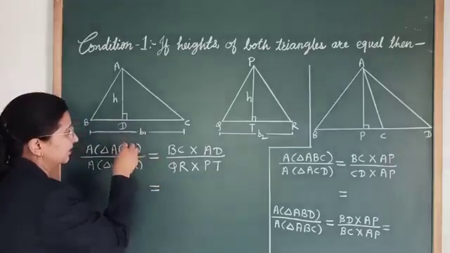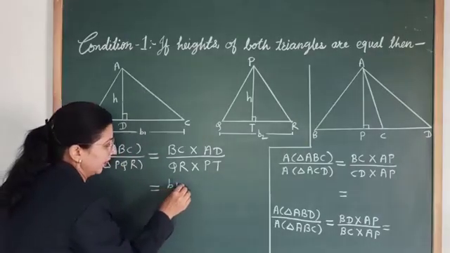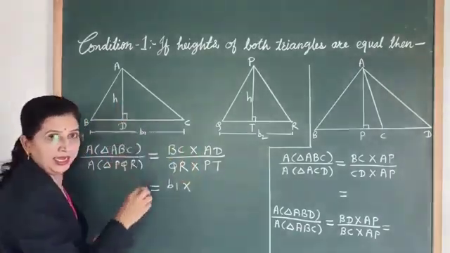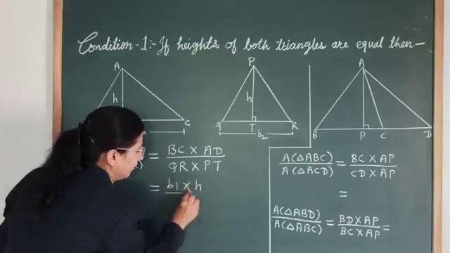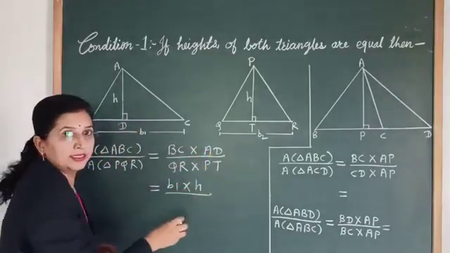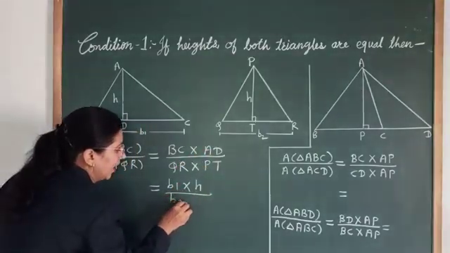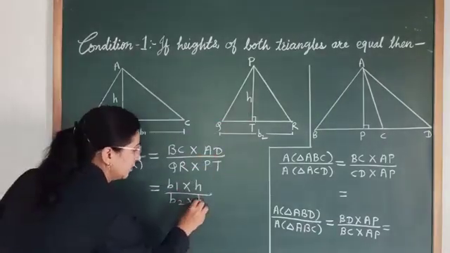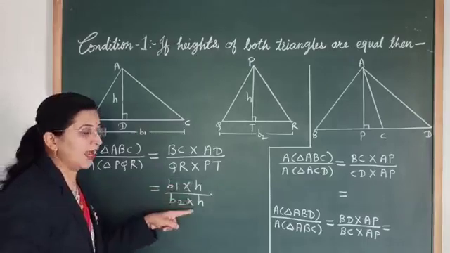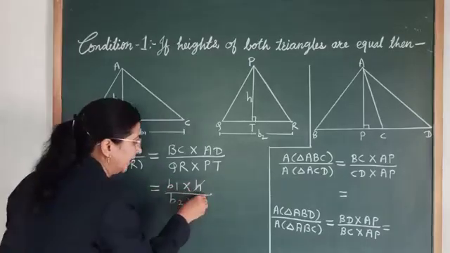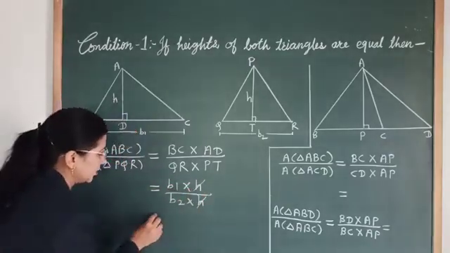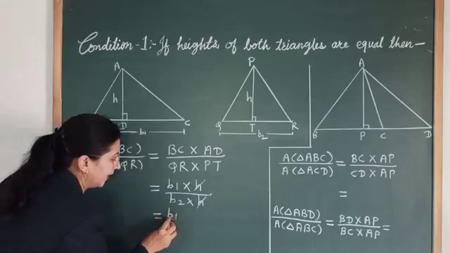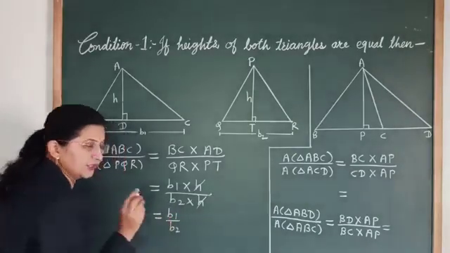Okay. Now we have base of the first triangle, that is B1. Its height is H. For the second triangle, base is B2 and its height is also H. So you can see here, as the heights are equal, so it will get cancelled. Okay, so here we will get B1 upon B2.